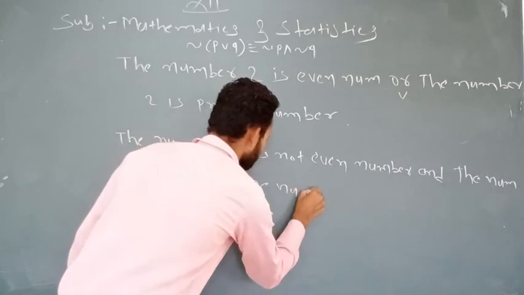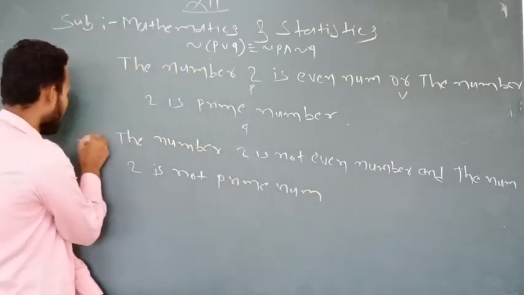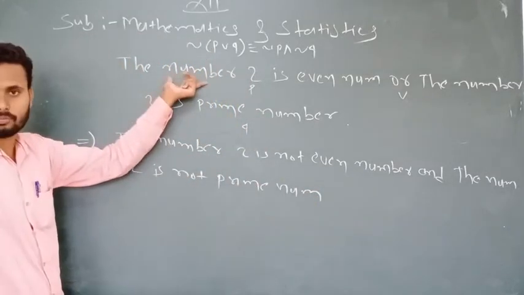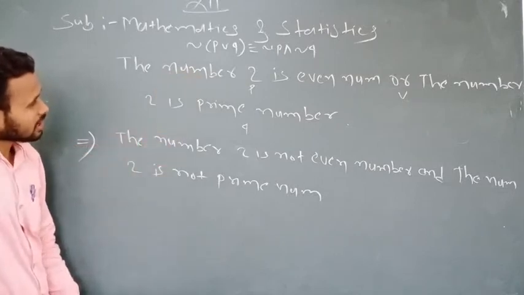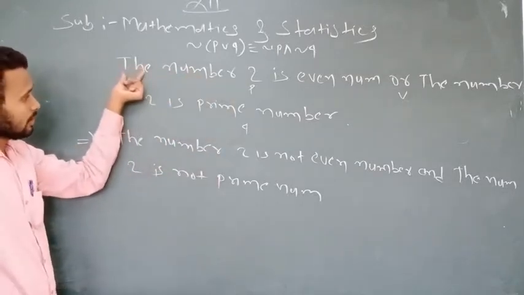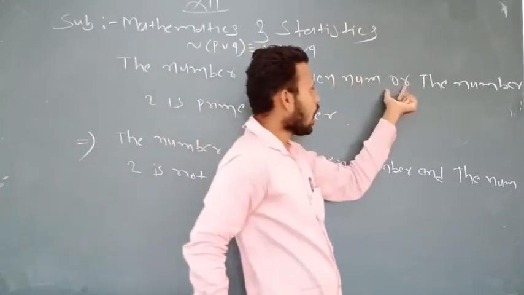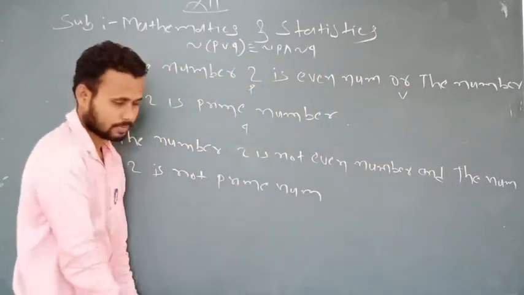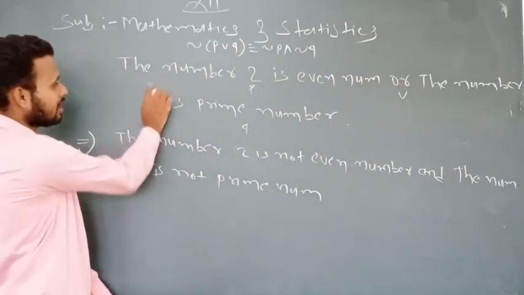The number 2 is not a prime number, which is the required negation of that compound statement. The statement is: the number 2 is an even number or the number 2 is a prime number. We have to find the negation of that compound statement.